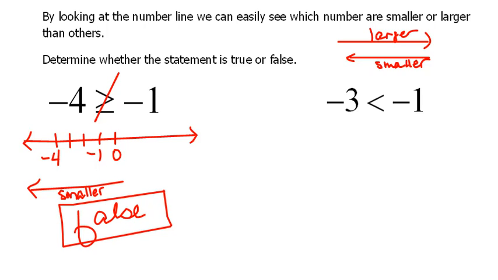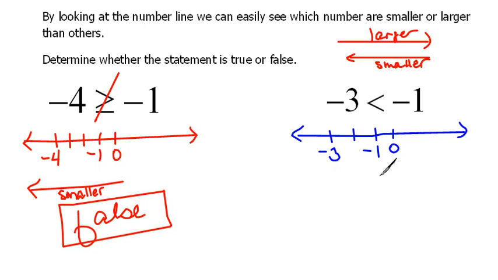Let's try that again and see if we can understand this one. This one says -3 is less than -1. So again, let's draw out a number line, and I'm going to put a 0 right here for reference. These are both negative numbers, so we're going to move to the left, starting out with -1, -2, -3.